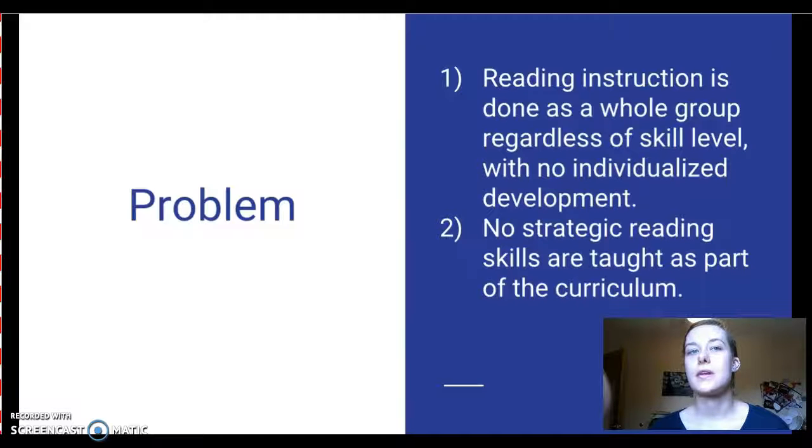And then secondly, there are no strategic reading skills being taught as part of the curriculum, which is a problem, because that means the students aren't able to carry on what they learn and use it to grow level by level. They're just learning whatever the teacher teaches them, but they don't have the skills to continue to grow from there.